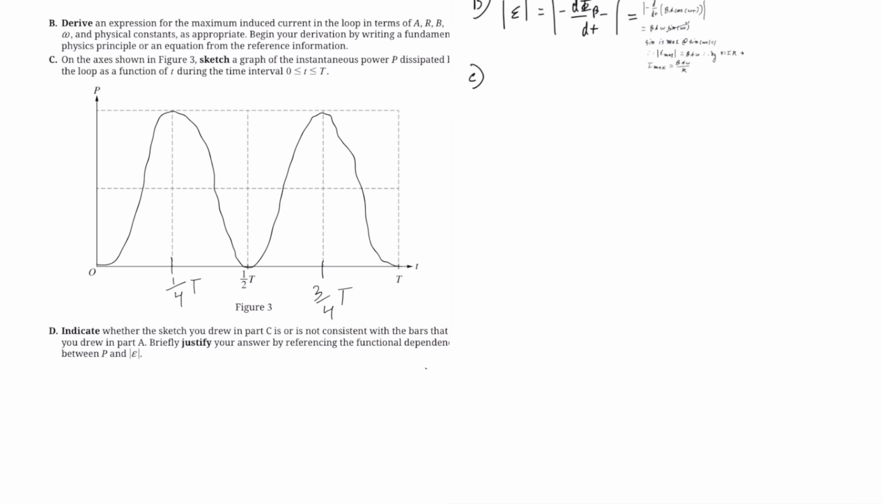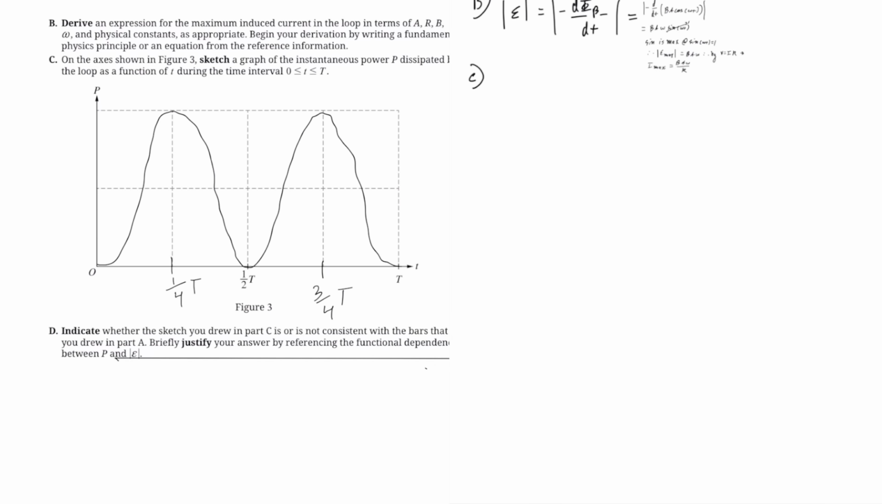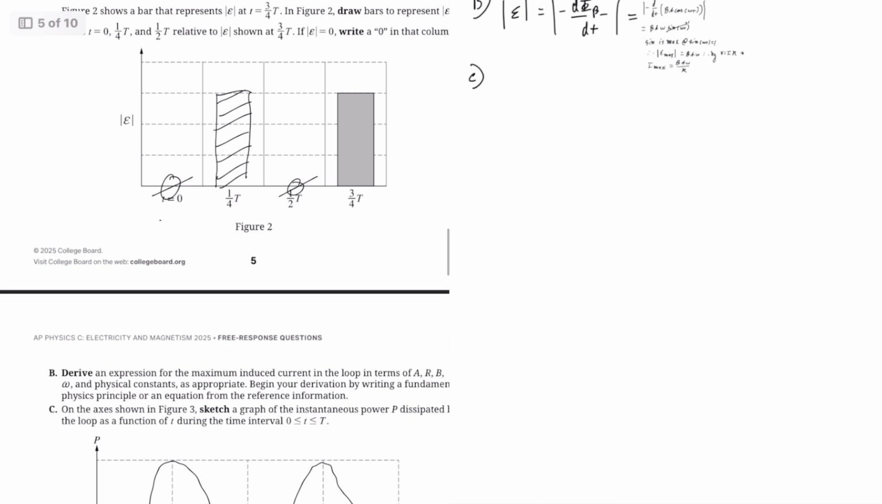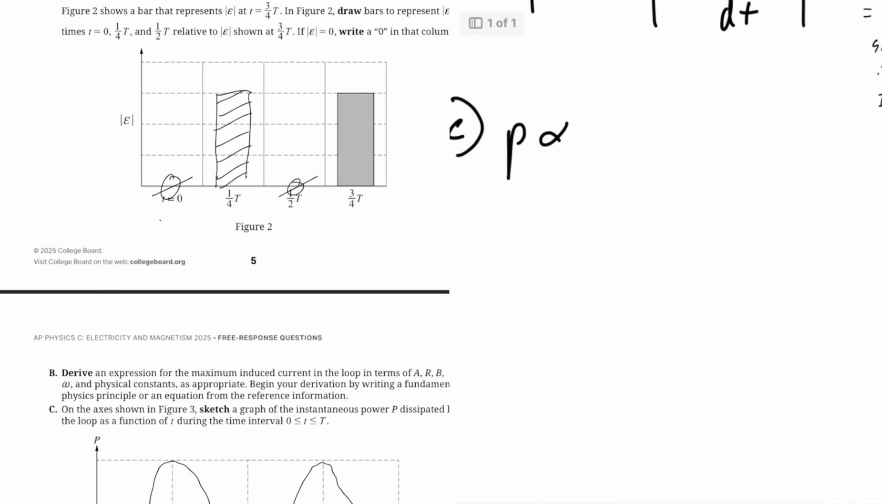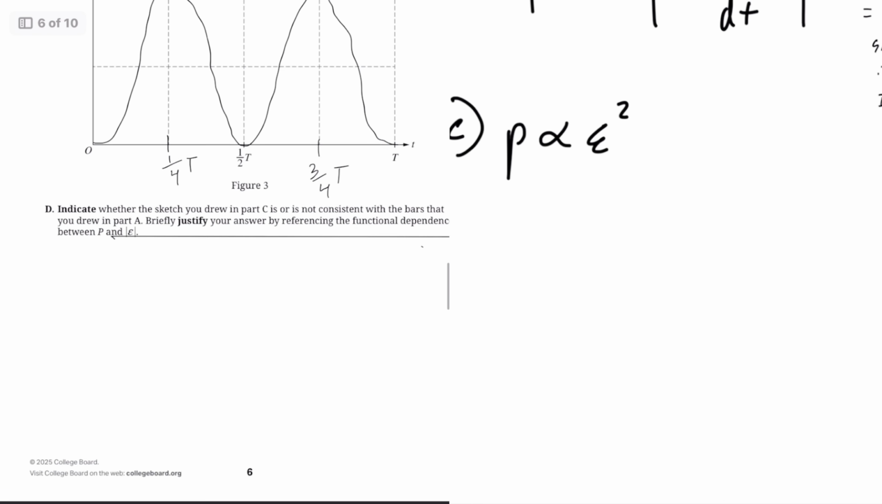And I guess I went through it a little quickly, but I say this all the time. What we need to understand is that because these two are proportional to one another by this relationship, when this one maxes, that one will also max because there's no phase shift. So when one is 0, the other one is 0.